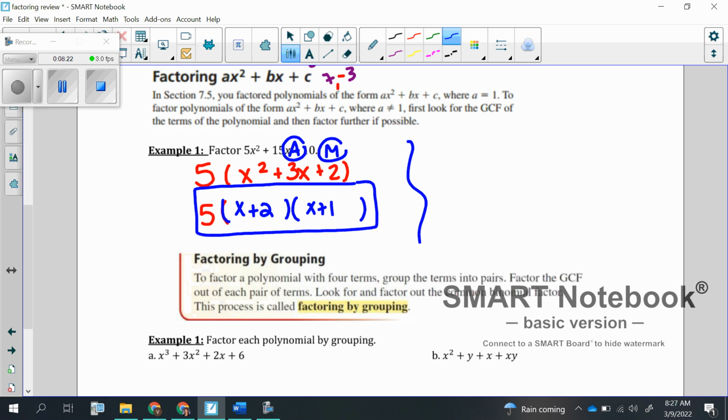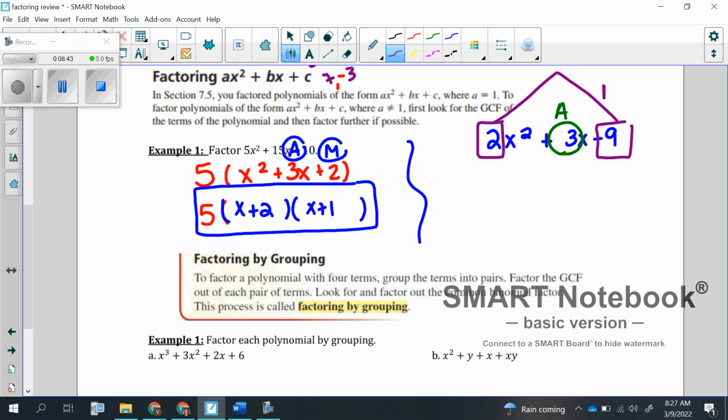So say we had something like 2x squared plus 3x minus 9. Well, in this case, we still want to know what adds to the middle, but we make like a little tent. We want to know now what multiplies to the first times the last. So in this case, it would multiply to negative 18. Negative 2 times negative 9.